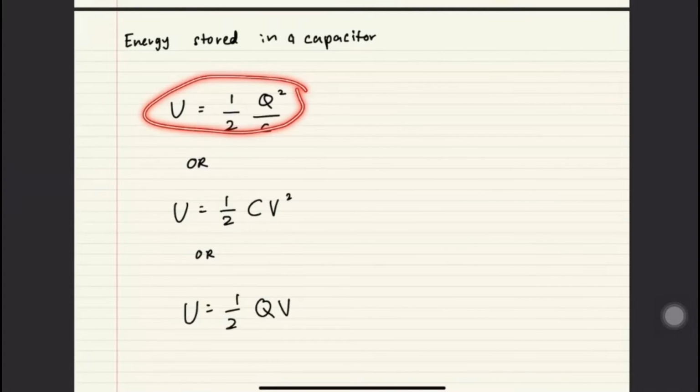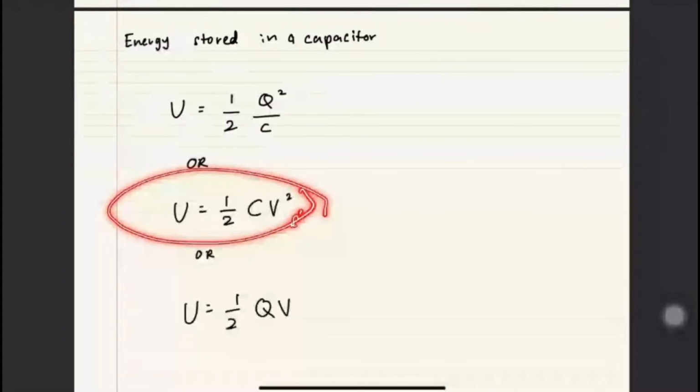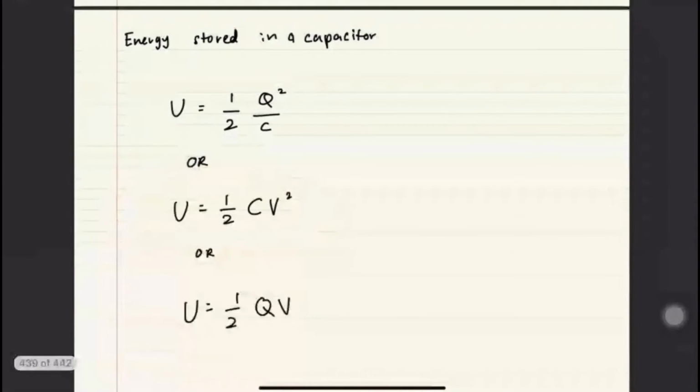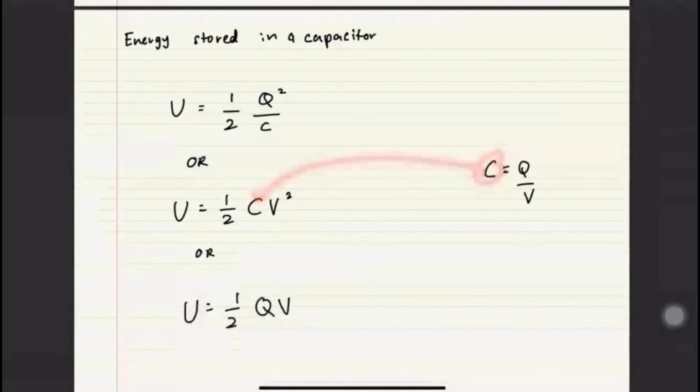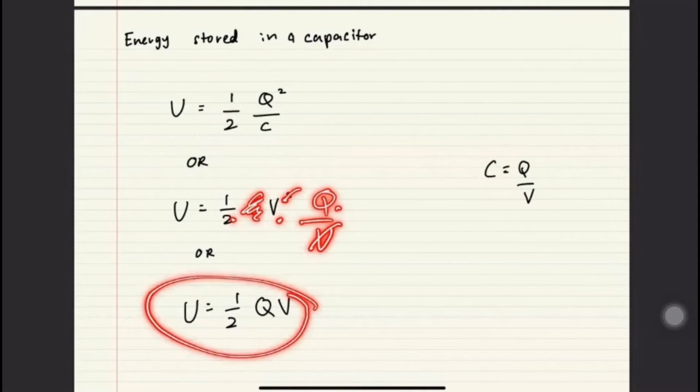Okay, so the first equation that you get is the stored energy. But usually I will use the one in the middle, which equals half CV squared. This is the most common one that I normally use. And then you know that C is equal to Q over V. So if I substitute C in here, C becomes Q over V, cancel out, and it becomes half VQ, the same as the one below.